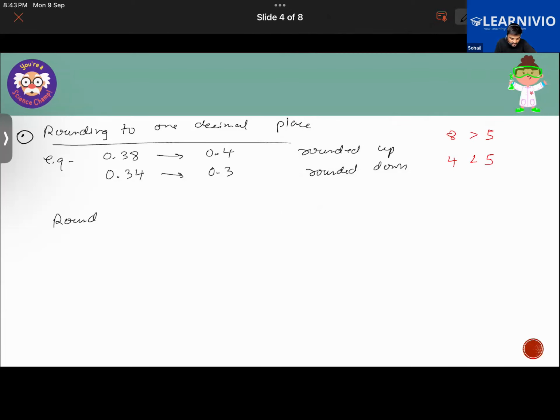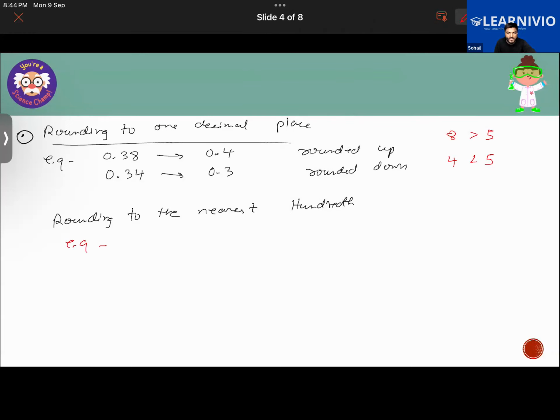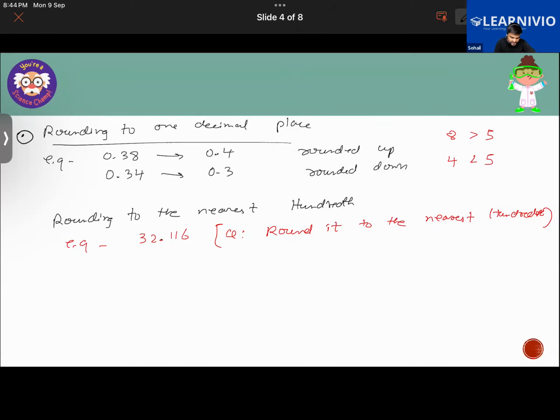Next, we have rounding to the nearest hundredth. Let us say you are provided with an example. Let's take 32.116. This is the number and the question here is to round it to the nearest hundredth. So look at the numbers here first of all. First of all, we have to look at the number 6 here.